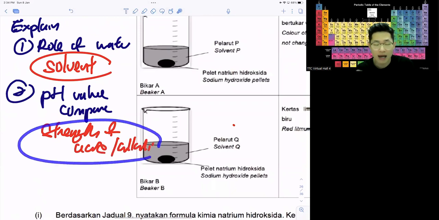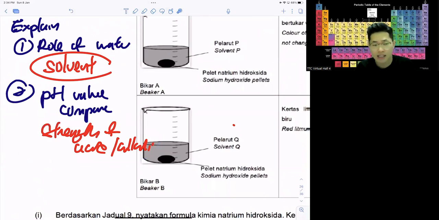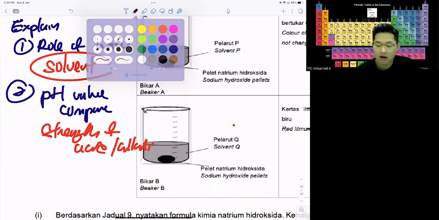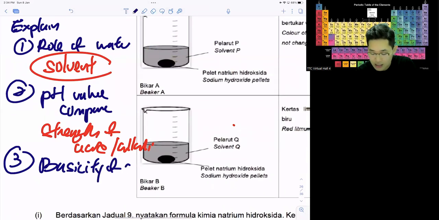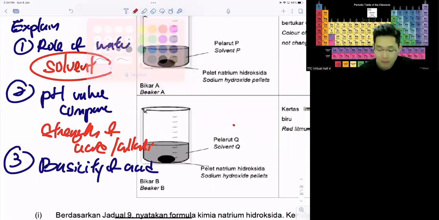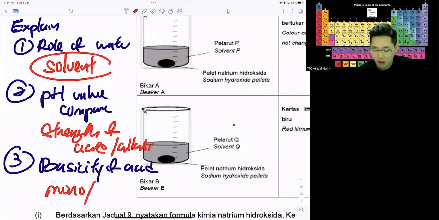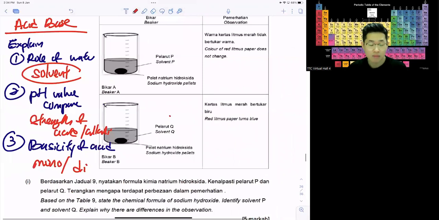That means you have to explain by using strong acid, weak acid, like that. And then the last type of explanation question is basicity. Basicity of acid. That means the mono and diprotic one. Like the one we do in rate of reaction just now. Monoprotic, diprotic. Okay, these are the explanation questions.